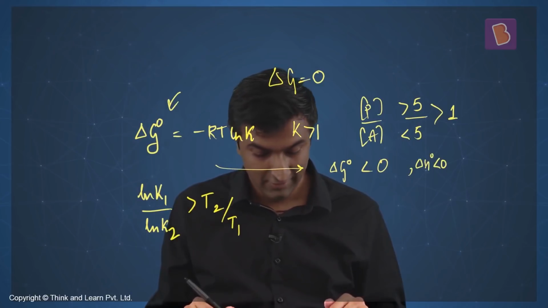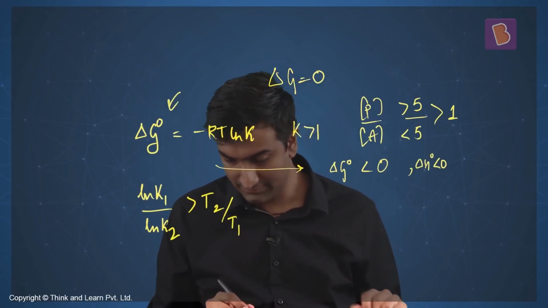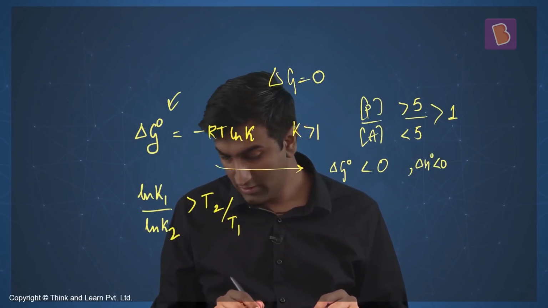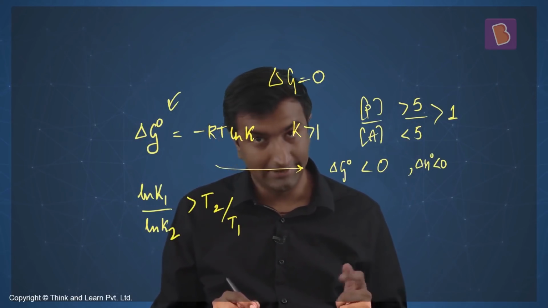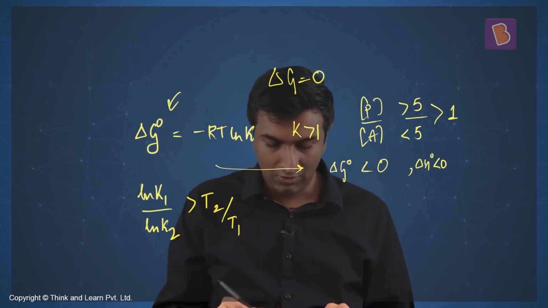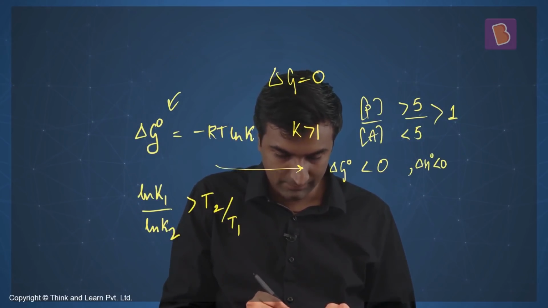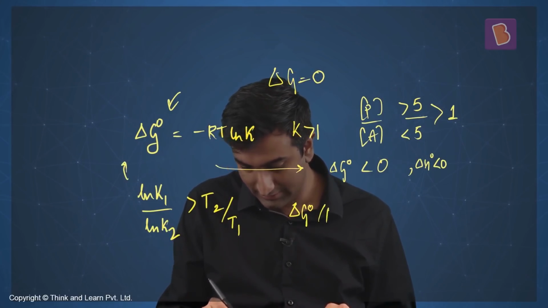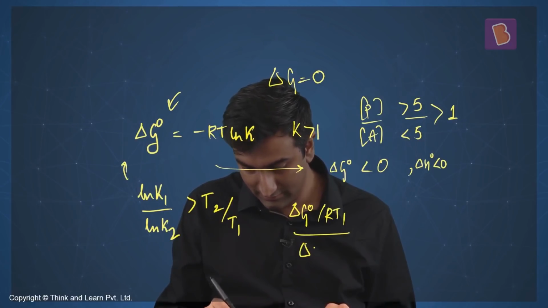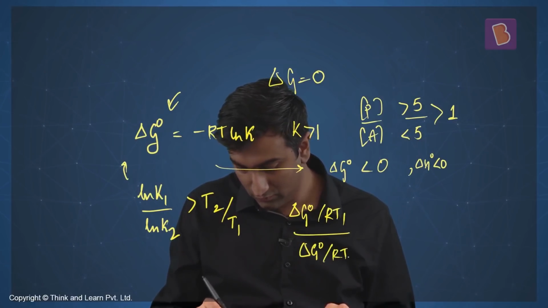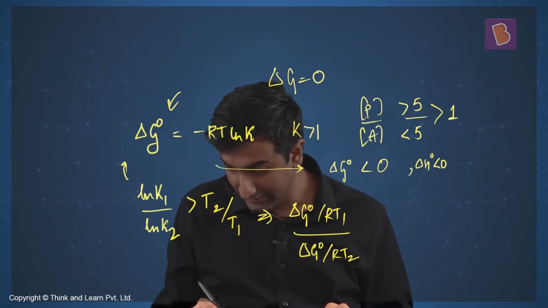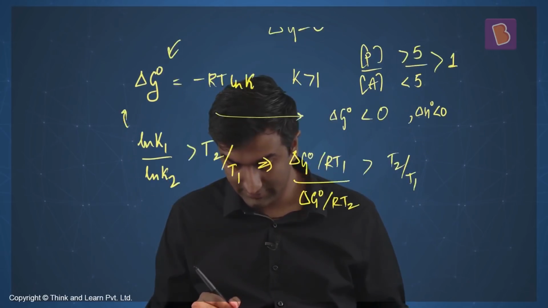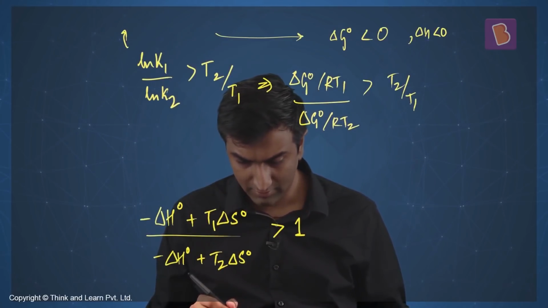We're getting there. Okay. We have this next thing. We say that ln K1 by ln K2 is greater than T2 by T1. This will help us figure out the sign of the next thing we need, delta S naught. Let me write down what this is from this expression on top. This is simply going to be delta G naught by RT1 divided by delta G naught by RT2, which is going to be greater than T2 by T1. So I think a lot of stuff will cancel out, especially the temperatures.